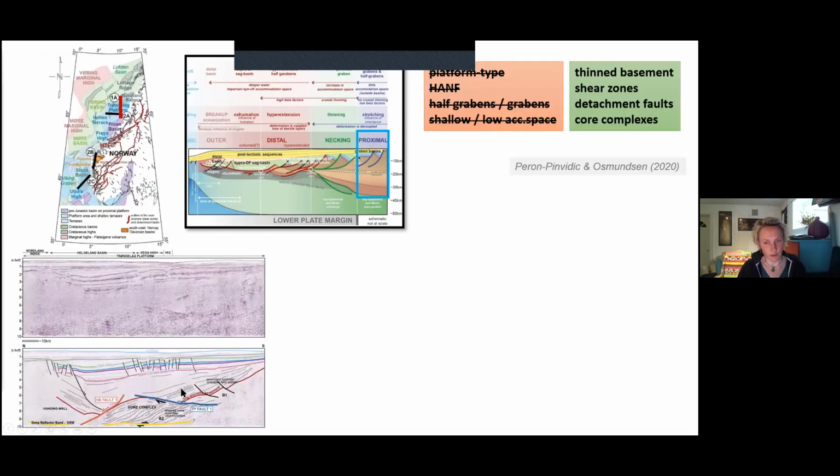So this is what we did. We went back to our data set and tried to understand what type of architecture we were seeing in this proximal domain. This is an example coming from the proximal domain of the Vøring segment we have already seen before. So here we are on the Trøndelag platform.